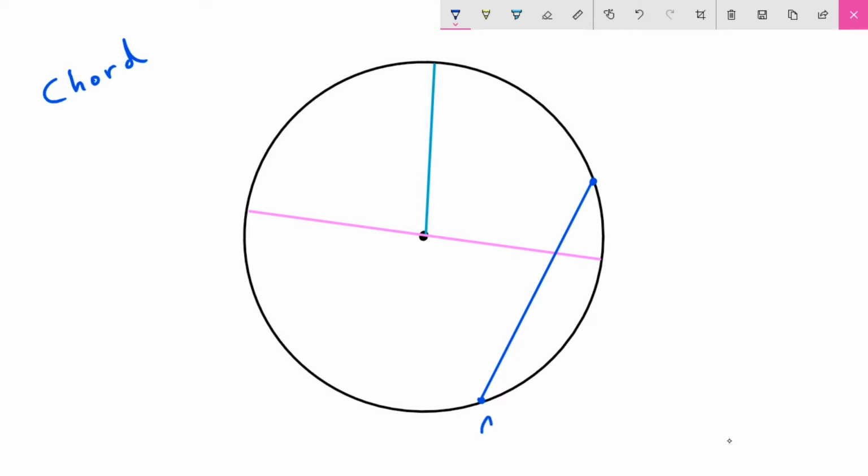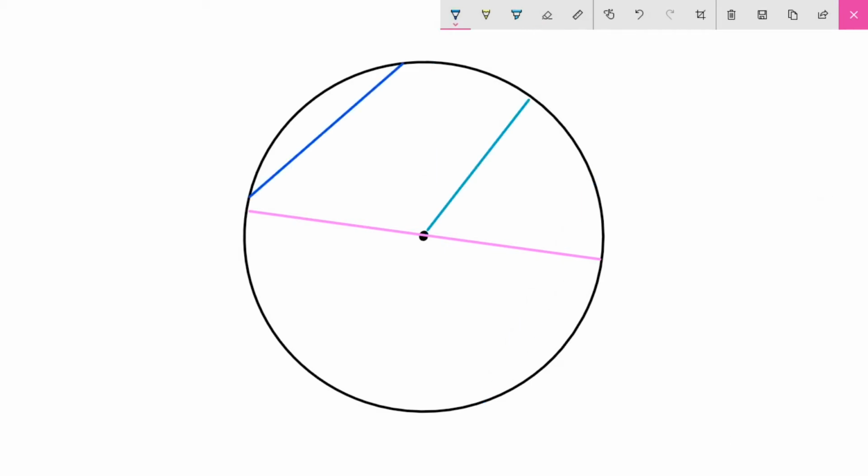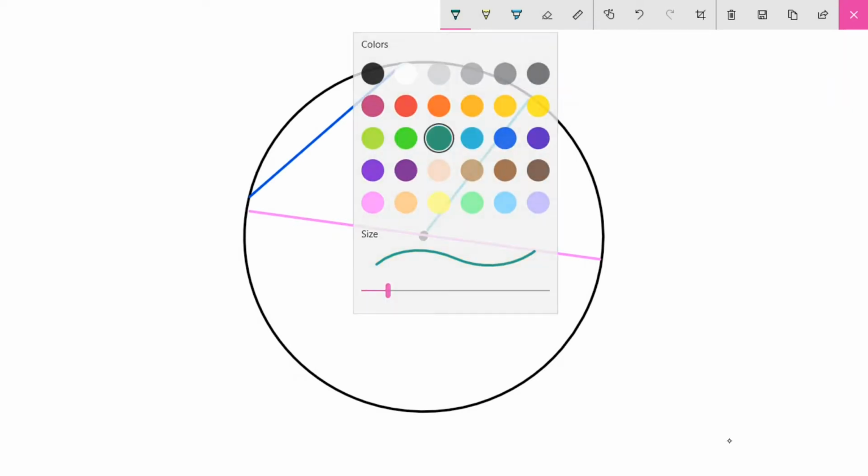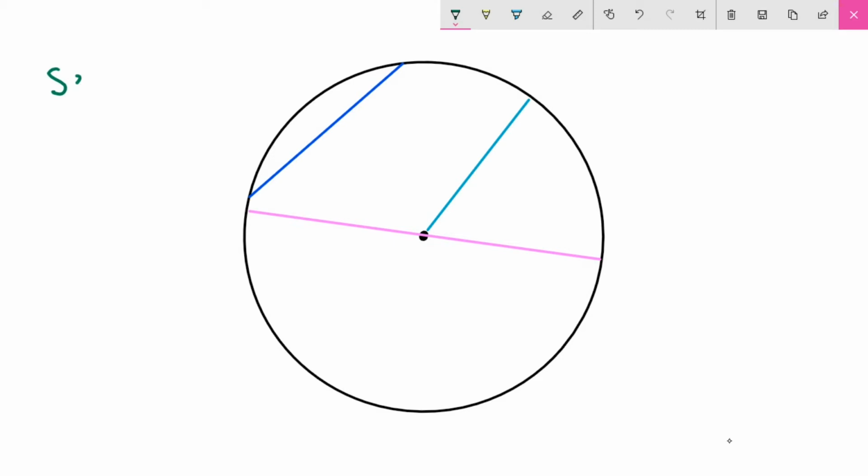And I would label it much the same. If this was AB, then I would label it AB. Next up, oh, that's not where it is on your paper. Sorry, hang on a second. All right, next up we've got, check out this word. This is a very cool word. It's called secant. And a secant is a line that intersects a circle in 2 points.